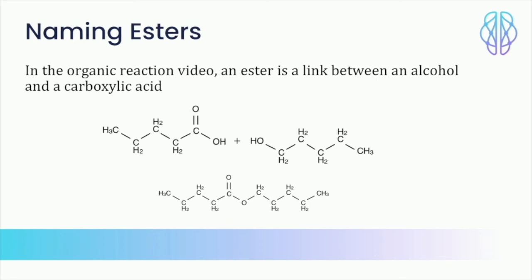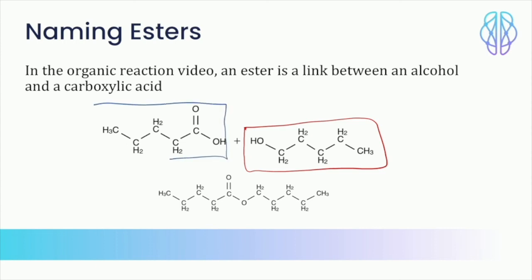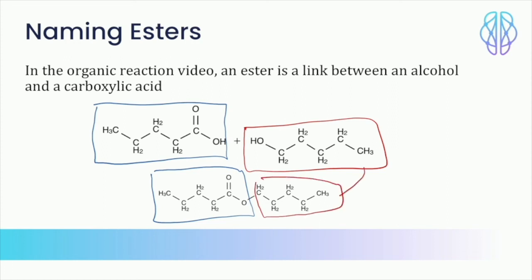So in our organic reaction video, you may recall, or you might be introduced to the fact that an ester is actually a link between an alcohol and a carboxylic acid. So I'm going to use 2 different colors here. So this is the alcohol, signified by the OH group, and this is my carboxylic acid, right? This gives me the ester linkage, and I've also got this group here left over from the alcohol, right?